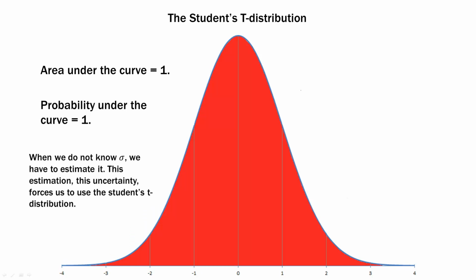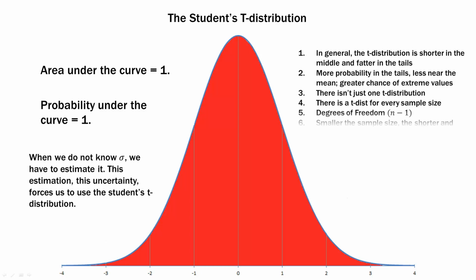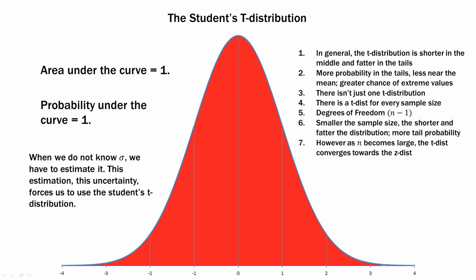Now, in these situations, when we're doing confidence intervals and we do not know the population standard deviation, we have to estimate it. This estimation, this uncertainty, forces us to use the student's t-distribution instead of the normal distribution.